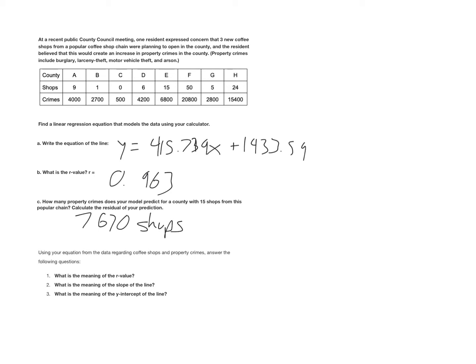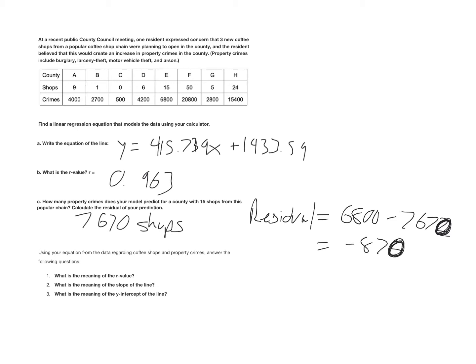So what actually happened in the data set when there were 15 shops is we had 6,800 property crimes. So my residual is going to be that actual data point, 6,800, minus the predicted value, which is roughly 7,670, which gives me a value of negative 870. I can't write.